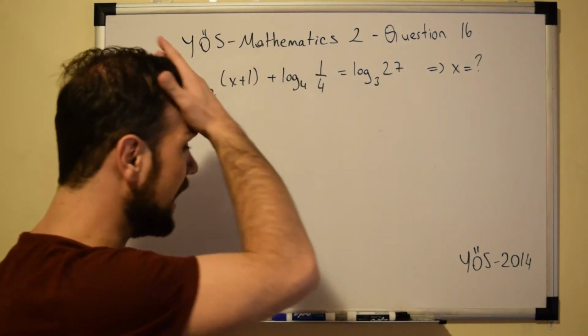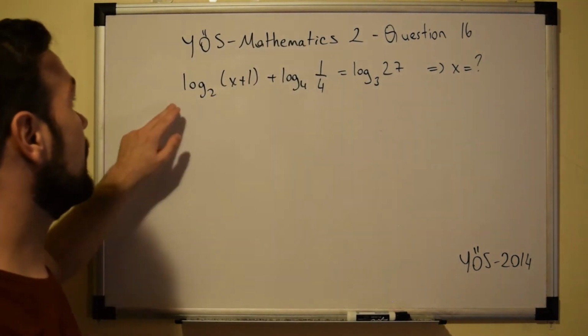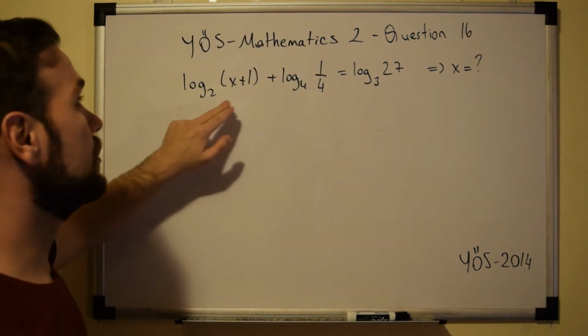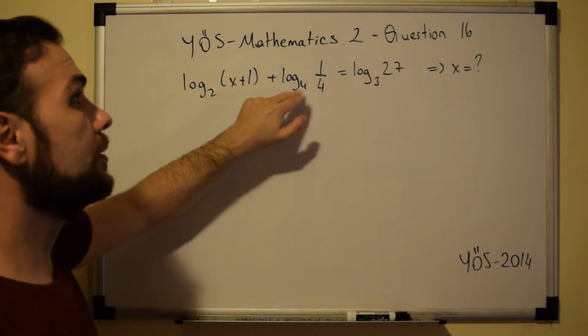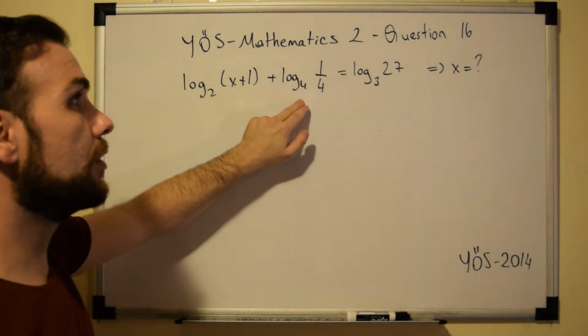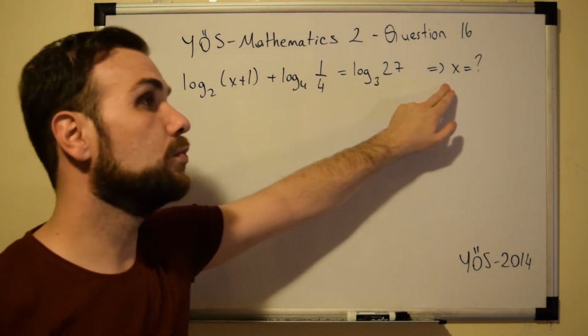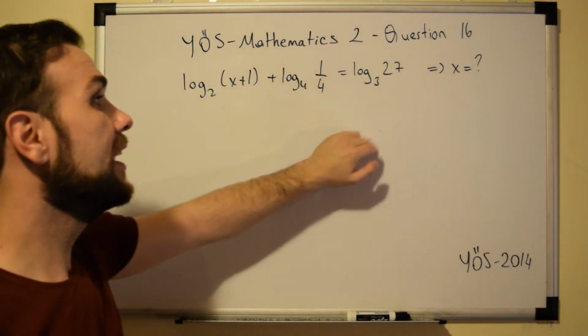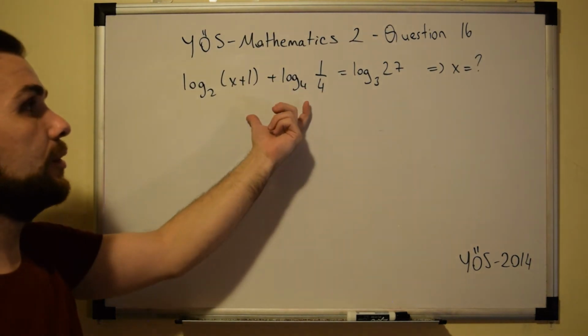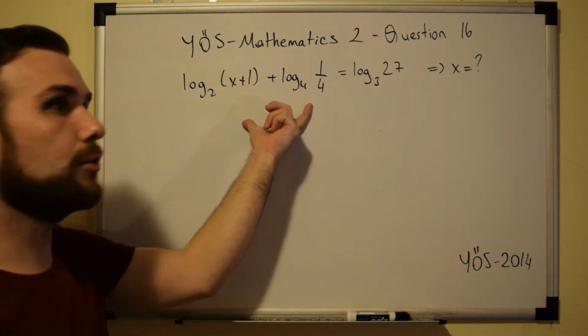In this question we have logarithm of x plus 1 to the base 2 plus logarithm of 1 over 4 to base 4, which is equal to logarithm of 27 to base 3, and what is x equal to. Now, what is another way that we can write this equation?